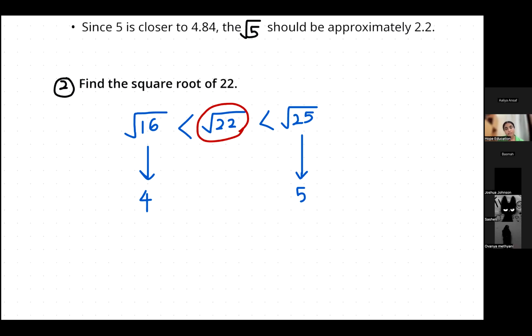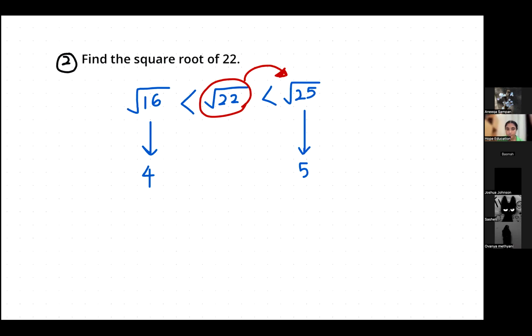25. Others, what do you think? 25. 16 and 22 අතර gap එක 6 numbers. But 22 and 25 අතර it's just 3 numbers. So obviously 22 is closer to 25. So if you take the gap between 4 and 5, there is 4.1, 4.2, 4.3, 4.4, 4.5, 4.6, 4.7, 4.8, 4.9. Those are the numbers. මැද තමයි 4.5 ඉන්නේ.